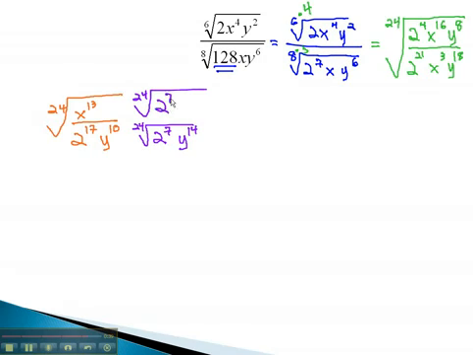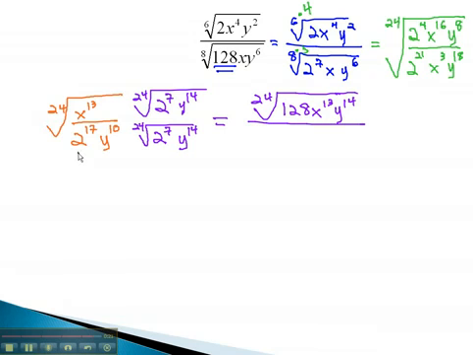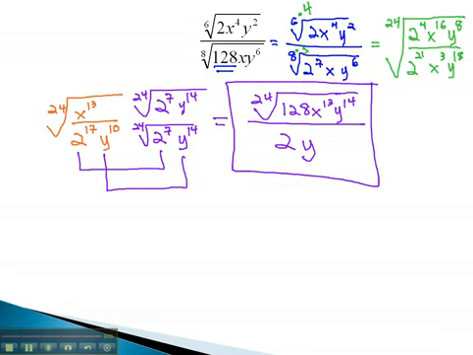Multiplying by the 24th root of 2 to the 7th y to the 14th, we now have in the numerator the 24th root of 2 to the 7th, which is 128, x to the 13th, y to the 14th. In the denominator, we have 2 to the 24th under a 24th root is just 2, and y to the 24th under a 24th root is just y. This becomes our rationalized solution.